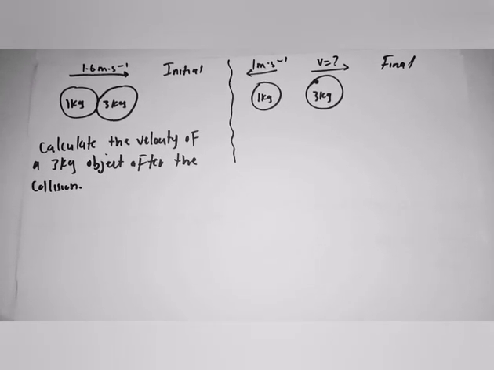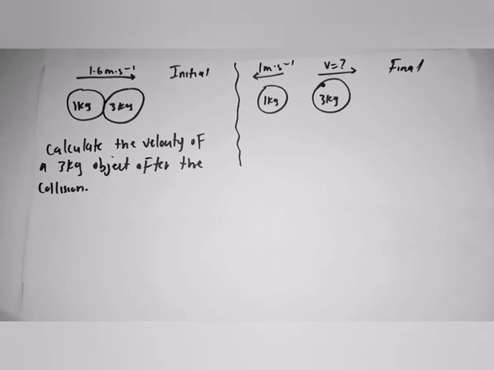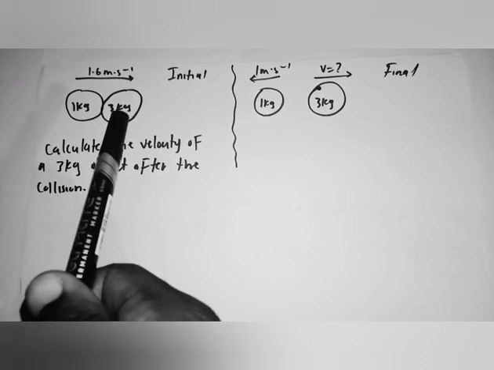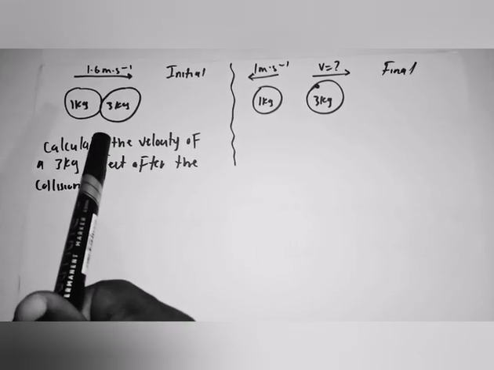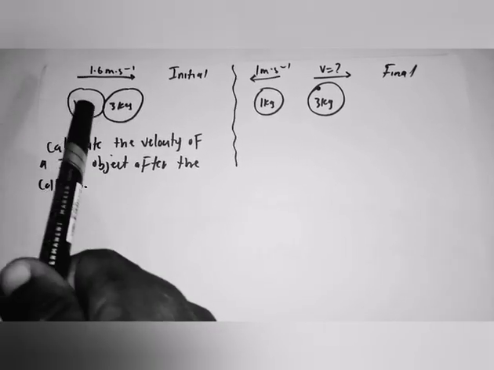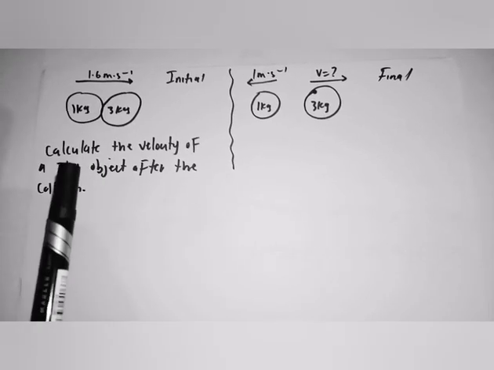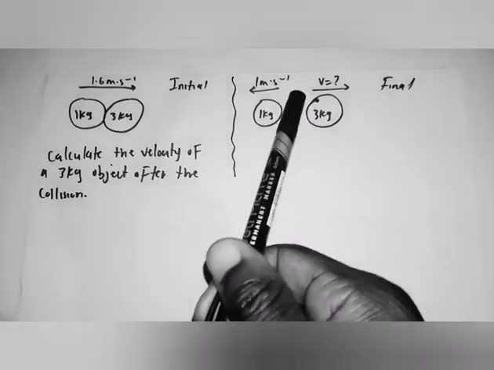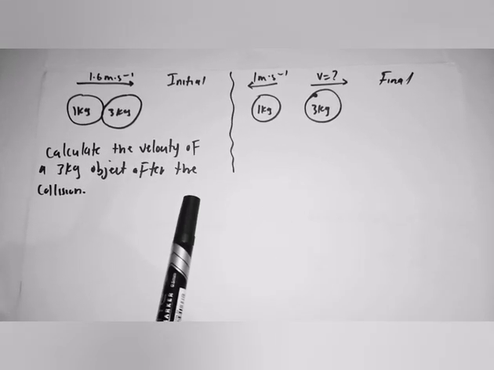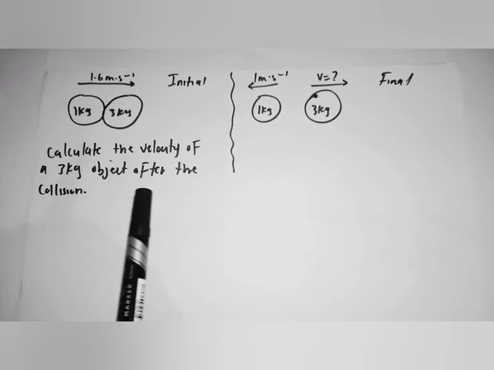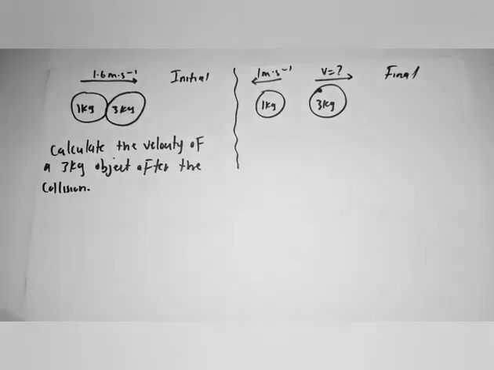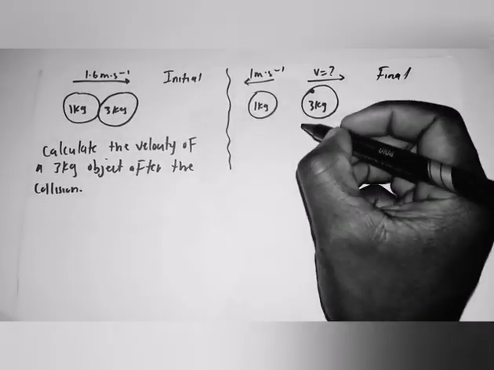We have a 1 kg ball and a 3 kg ball. They are moving at 1.6 meters per second. So initially they are moving together. Then after the collision, they separate. So the first thing that you must do, make sure that you collect your data and understand your scenario. Calculate the velocity of the 3 kg object after the collision.